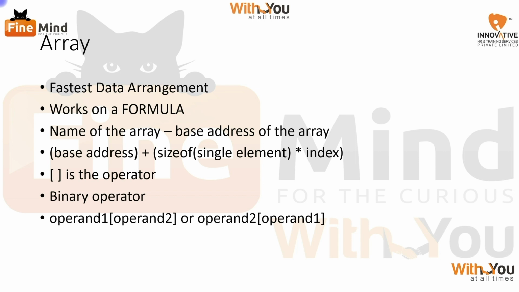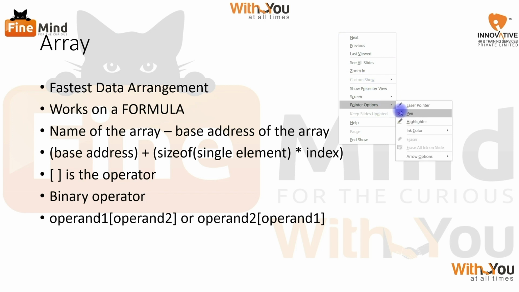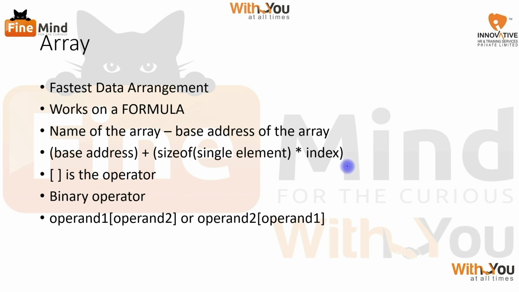So the name of the array is giving you the base address, and the index is given by us, and the size of single element is obvious, calculatable. How that can be done? And who helps this? The square bracket is the operator who does this particular operation. So this is an operation. What is the operation? This is the operation.